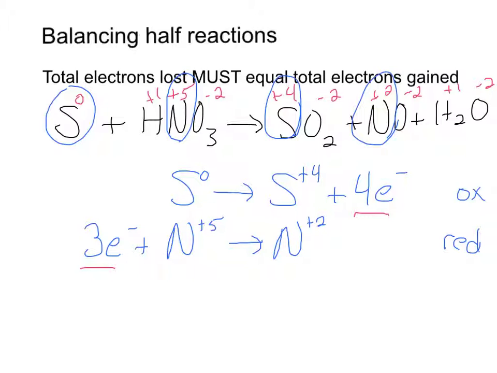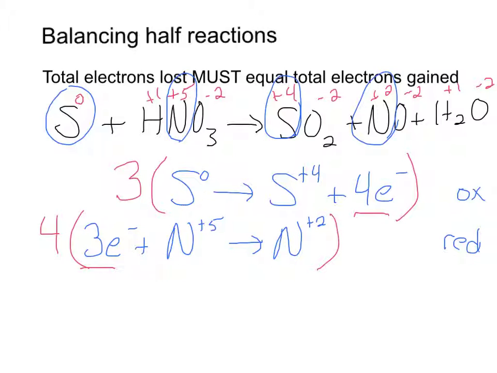So now we're going to look for the least common multiple among my electrons. So the least common multiple of 3 and 4 is 12. So to get to 12 electrons, I need to take this whole sulfur half reaction and multiply it by 3, and the whole nitrogen reaction and multiply it by 4, so that I have a total of 12 electrons being gained and 12 electrons being lost.